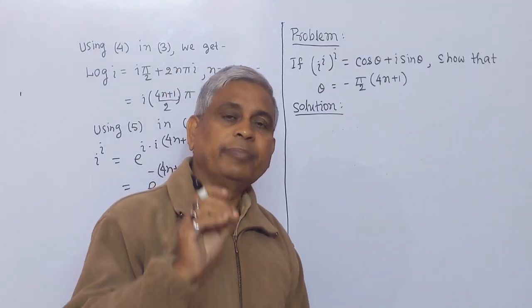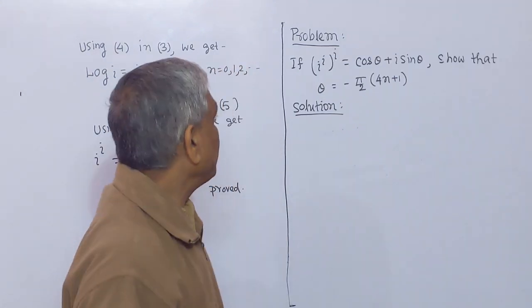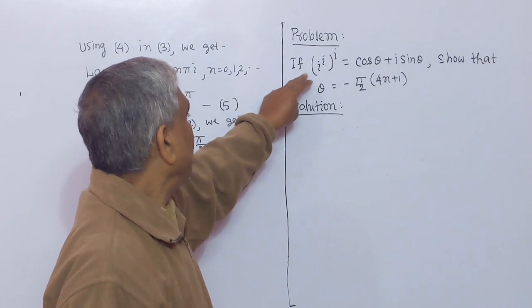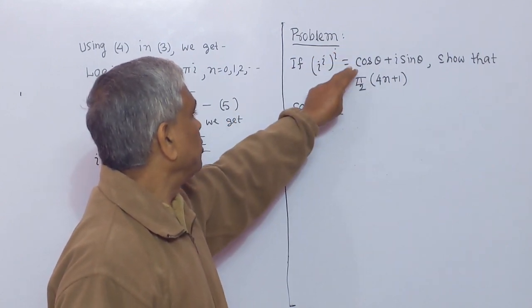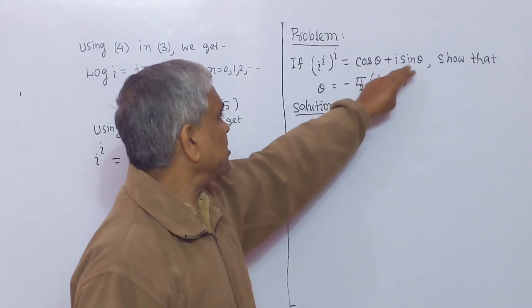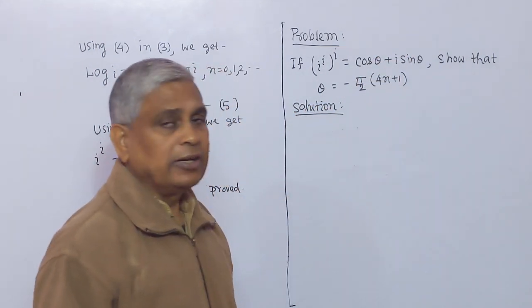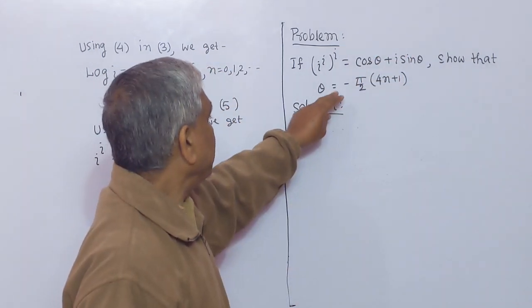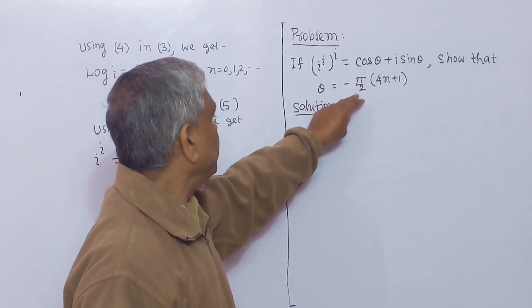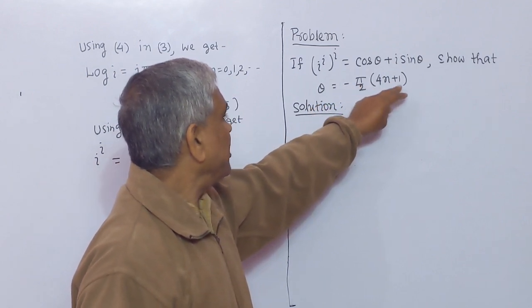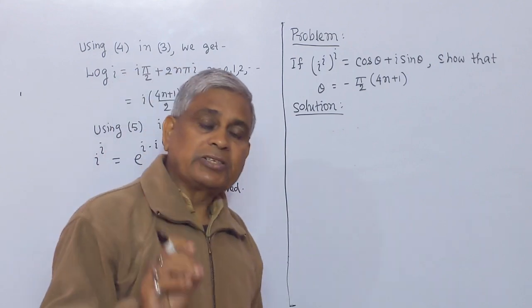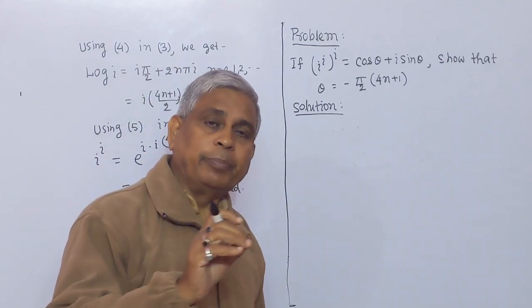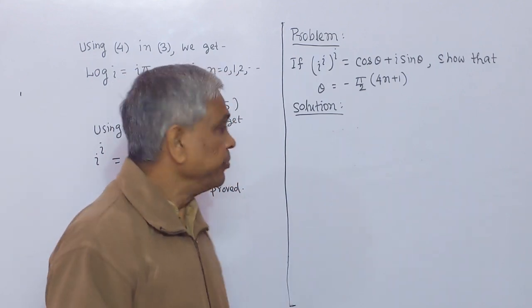Now we solve the next problem. Next problem is: if i to the power i whole to the power i equal to cos theta plus i sin theta, then show that theta equal to minus pi by 2 (4n plus 1). Now we solve this.